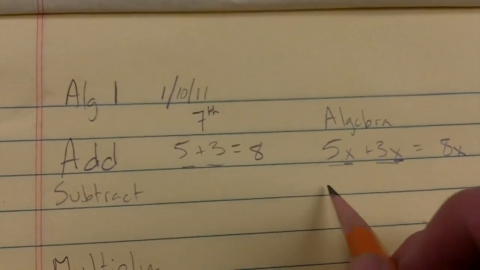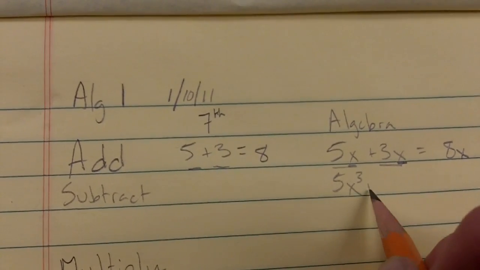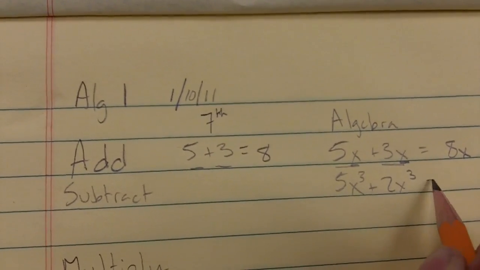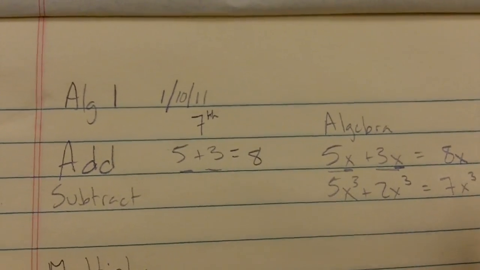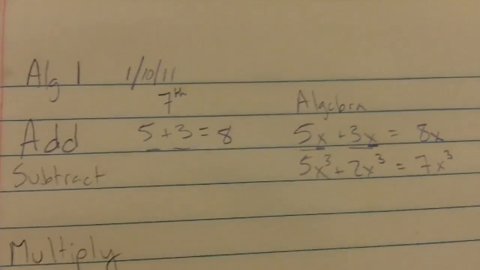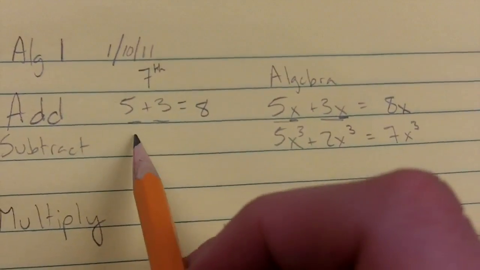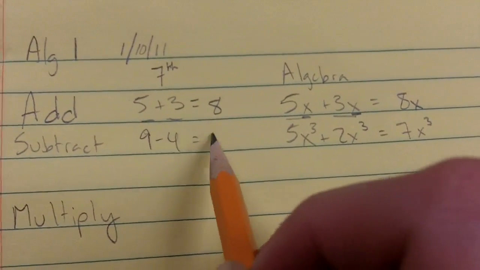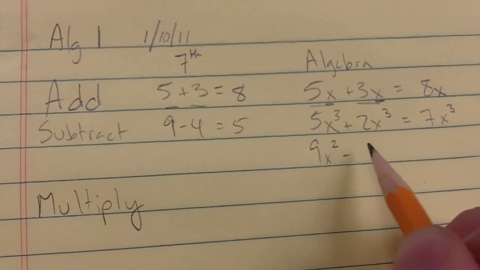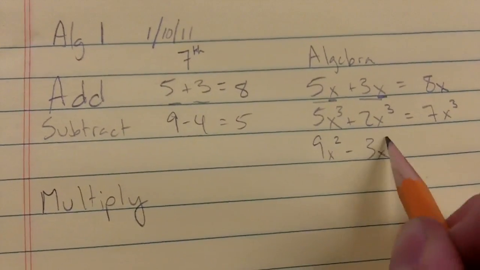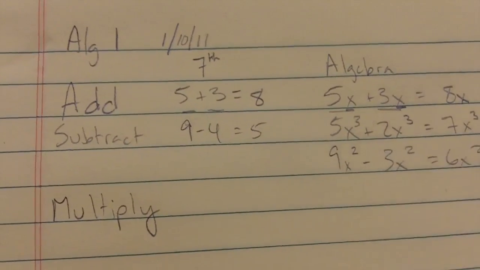We can do the same thing even if the variables are not just x's. 5x to the third plus 2x to the third is going to give us 5 plus 2 is 7. X to the third, again, we don't mess with the variable or the exponent. We can subtract. You guys know we can subtract. 9 minus 4 is 5. We can do 9x to the second minus 3x to the second, and we'll get 6x to the second. That's all easy work. We could add and subtract before we came into class.